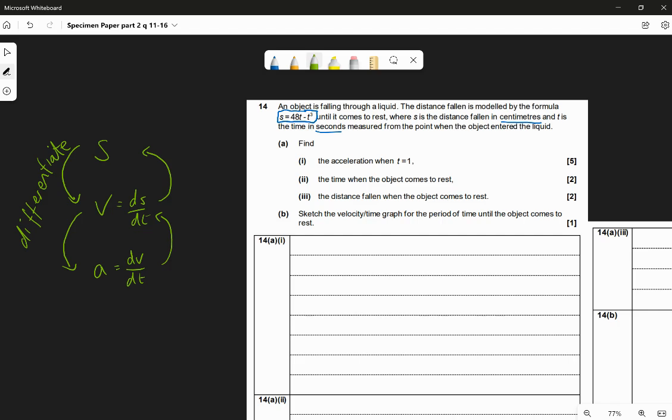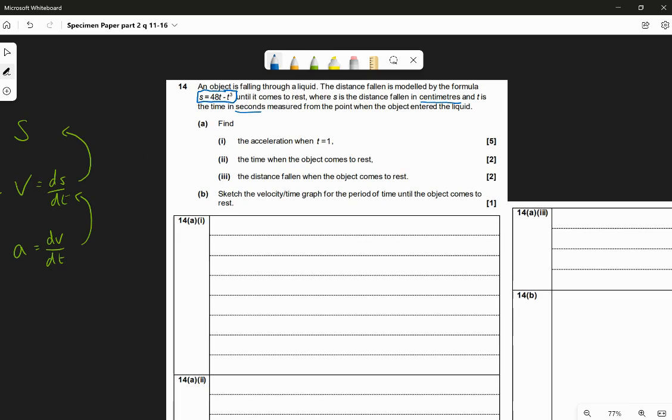Okay, so firstly, I need to go from displacement to velocity. So I have s equals 48t minus t cubed. So therefore, the velocity, which is ds by dt, is 48, because 48t differentiates to just 48, minus t cubed differentiates to 3t squared, so minus 3t squared.